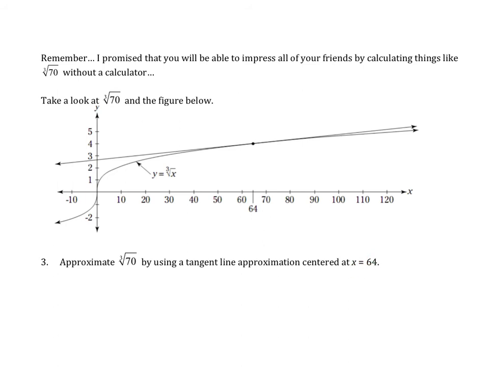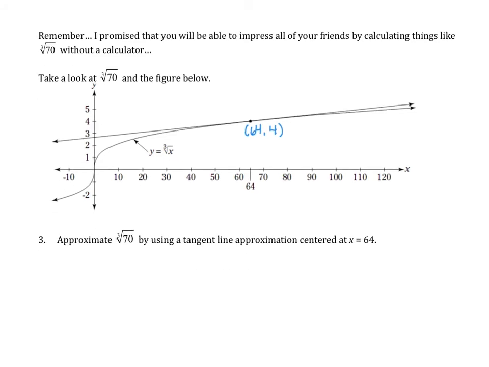So I'm going to go up to this graph and mark this. This would be the ordered pair (64, 4), because the cube root of 64 is 4. Okay, so we have our point. What are we missing? Well, we're missing our slope, right? We need to be able to find our slope. So let's go and find our slope.